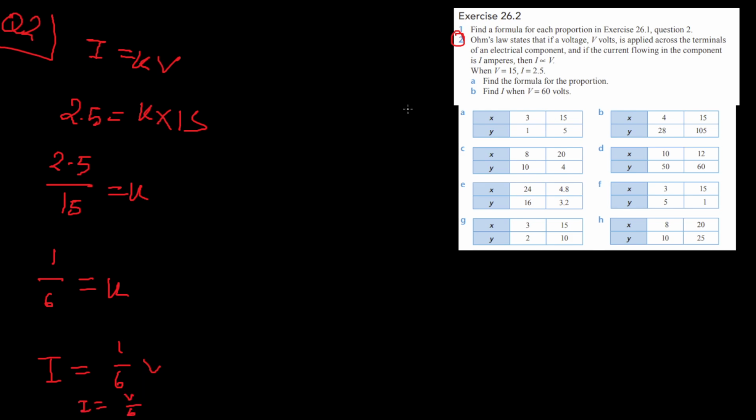Since we have the formula, we can easily find number b, which is to find I when V is 60. We know the formula is I equals V by 6. So if we input 60 for V here, we get I equals 10. So let's do the same thing with this one, number 3.